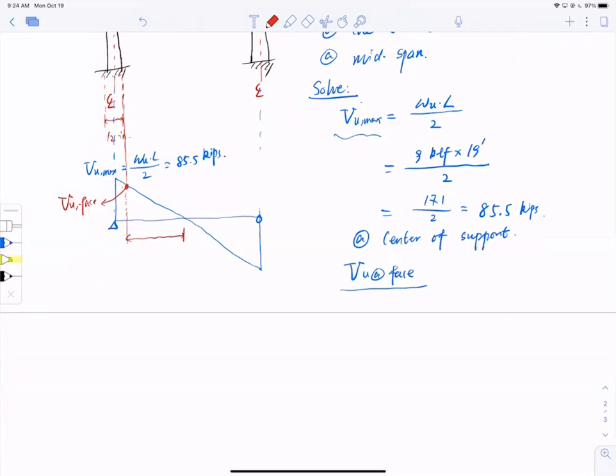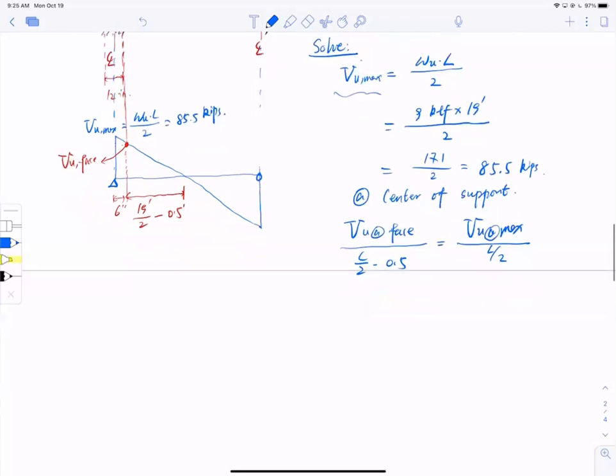This length right here is 19 feet divided by 2, which is half of the span length, minus this distance. This distance is 6 inches, so that will be half foot, 0.5 feet. So the equation becomes half of L minus 0.5, and that equals VU at maximum, which is at the center of support, divided by L over 2. Simple as that.